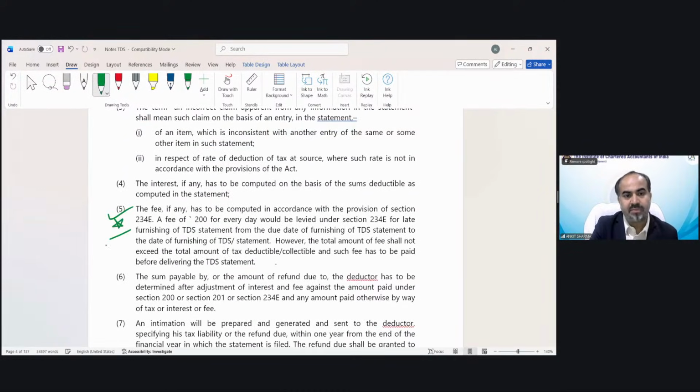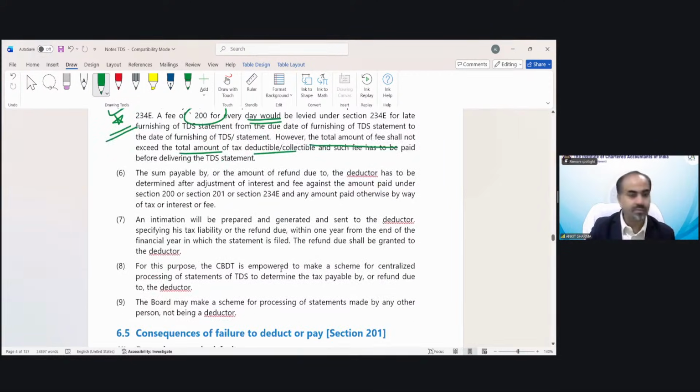This is the late fees, and it is important. If you did not file the TDS return on time, then there could be a late fee of 200 rupees for every day. It cannot exceed, however, the total amount of tax deductible.